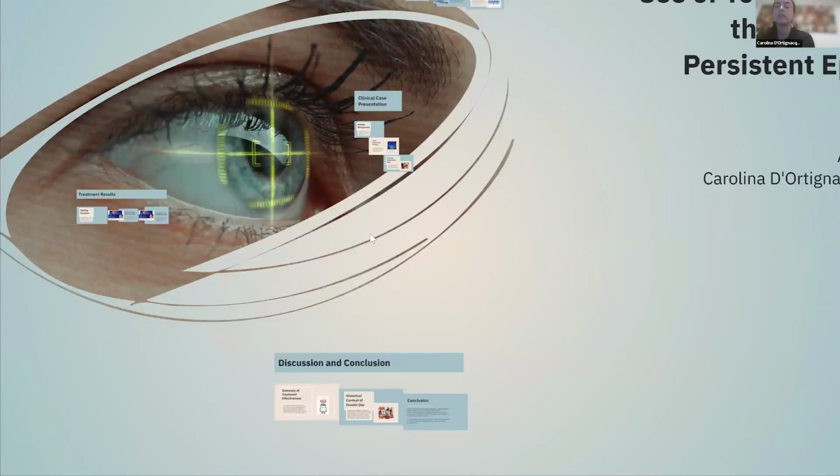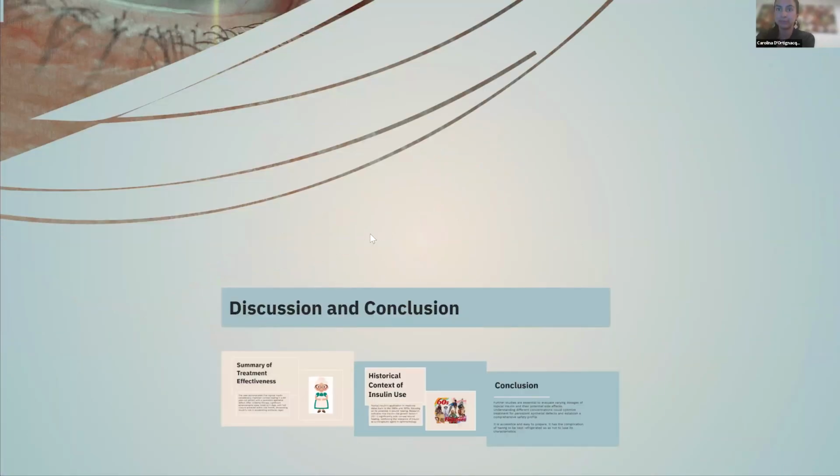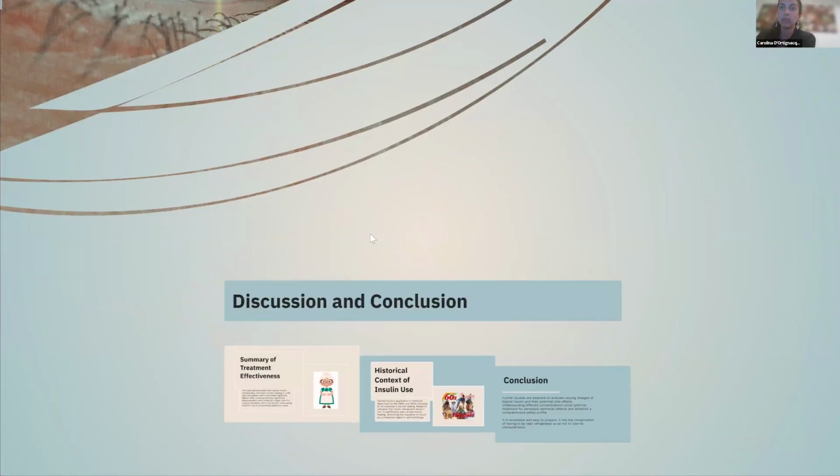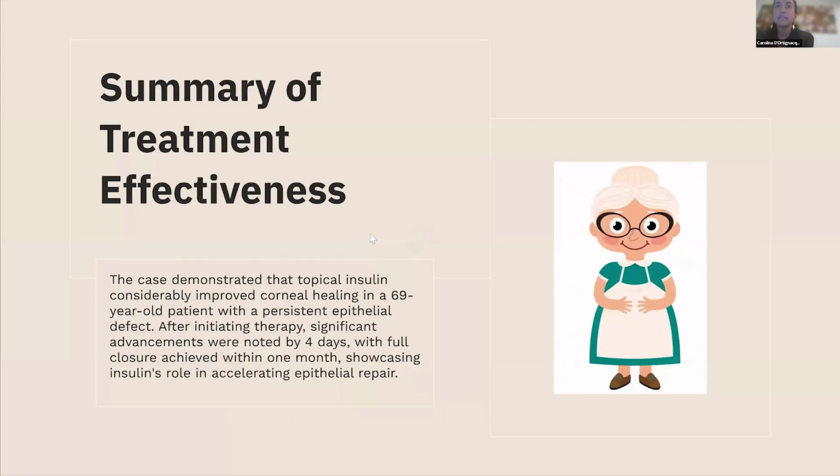So, discussion and conclusion. Okay, in summary, this case demonstrates that topical insulin considerably improved corneal healing in this 69-year-old patient with a persistent epithelial defect. After initiating the therapy, significant advancements were noted by 4 days, with full closure achieved within 1 month, showcasing insulin's role in accelerating epithelial repair.